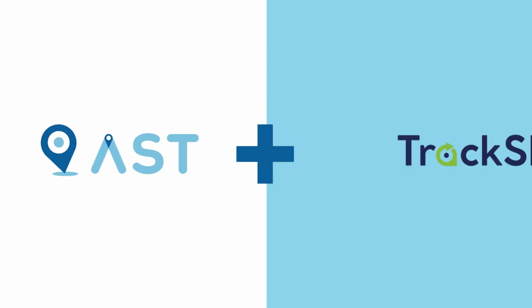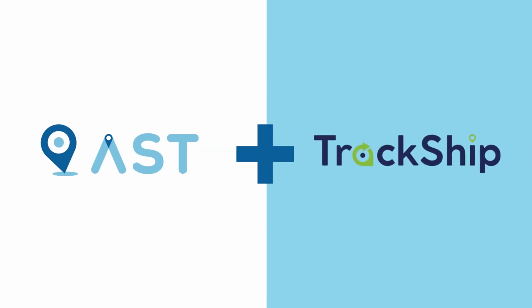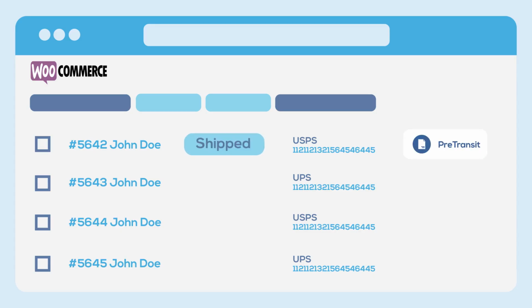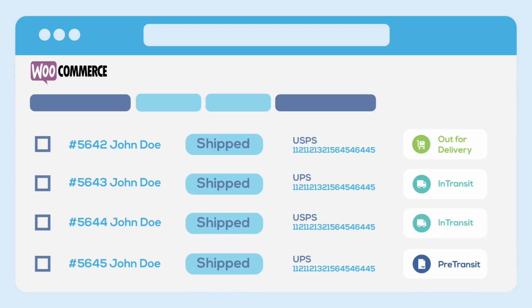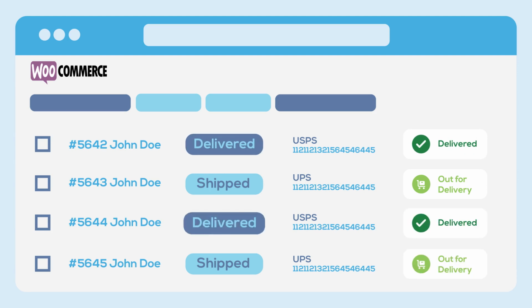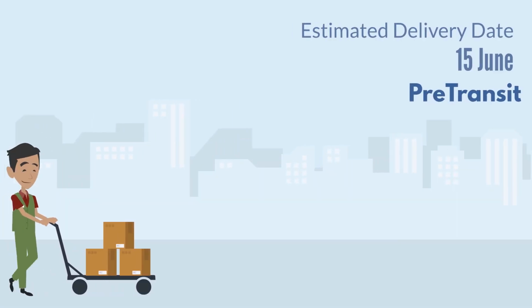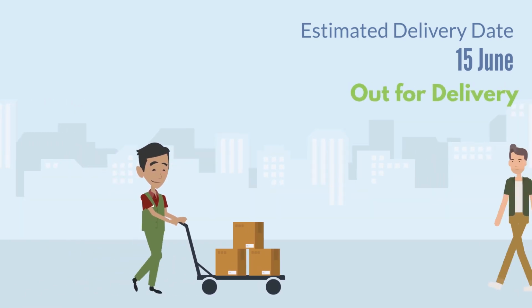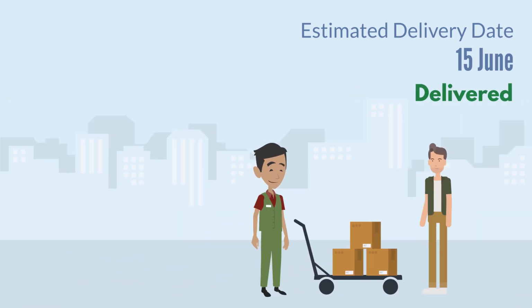To get started, install the Advanced Shipment Tracking plugin and connect TrackShip to your store with a simple one-time setup. TrackShip integrates with your orders admin and proactively updates the orders whenever there is a change to the shipment status. TrackShip shows you a real-time tracking status and estimated delivery date as the package moves along its life cycle until it's finally delivered to your customer.